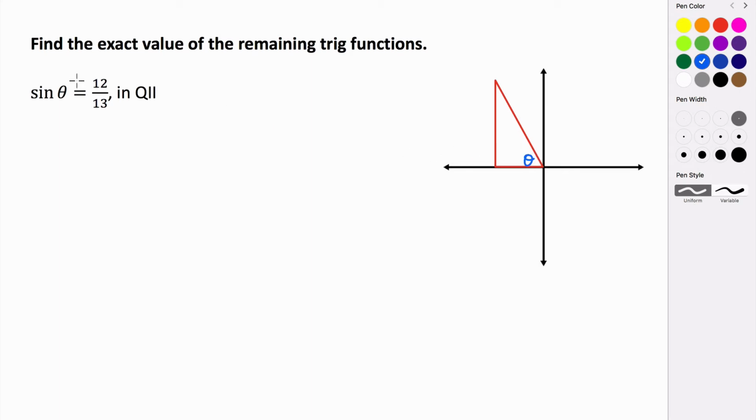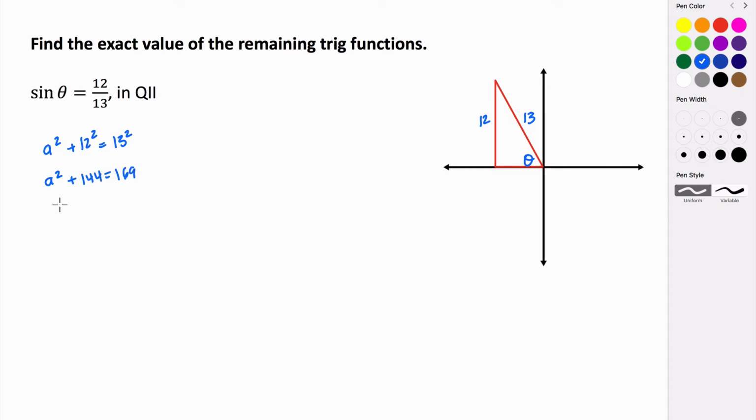Theta's here. And we're told that the sine of theta is 12/13. Sine is the opposite over the hypotenuse. So we don't know this adjacent side, so we can use the Pythagorean theorem to figure that out. So we can say a squared plus 12 squared is equal to 13 squared. So that's a squared plus 144 equals 169.